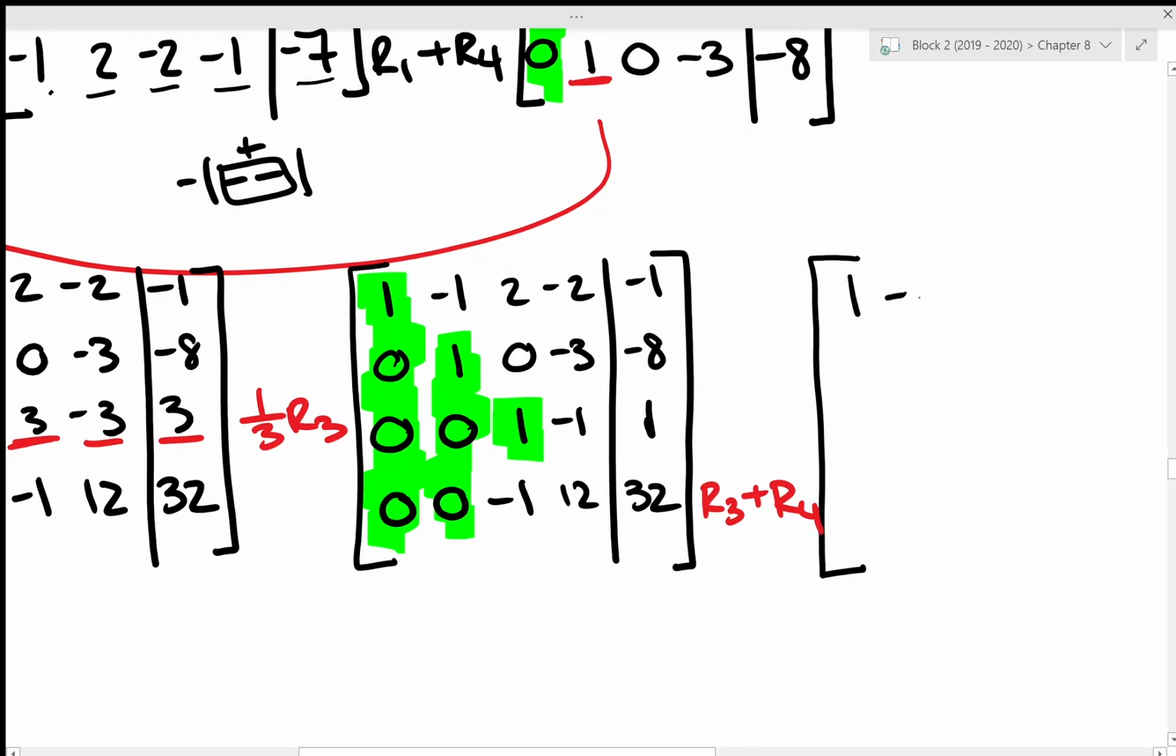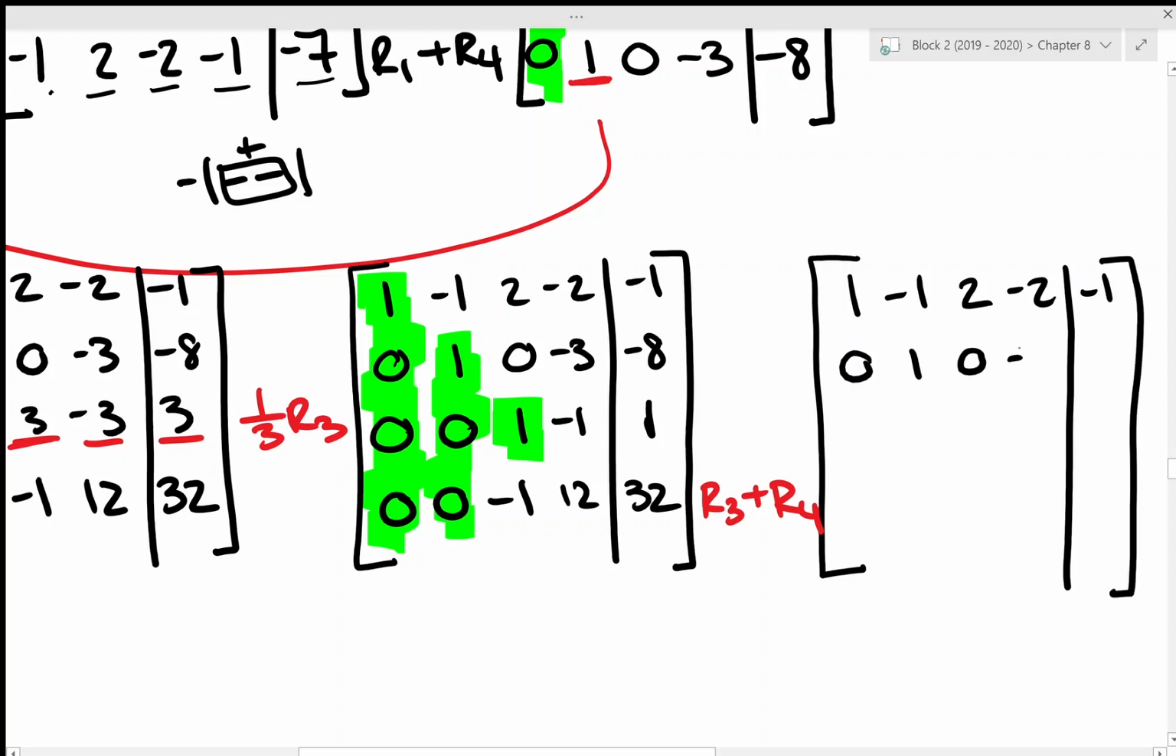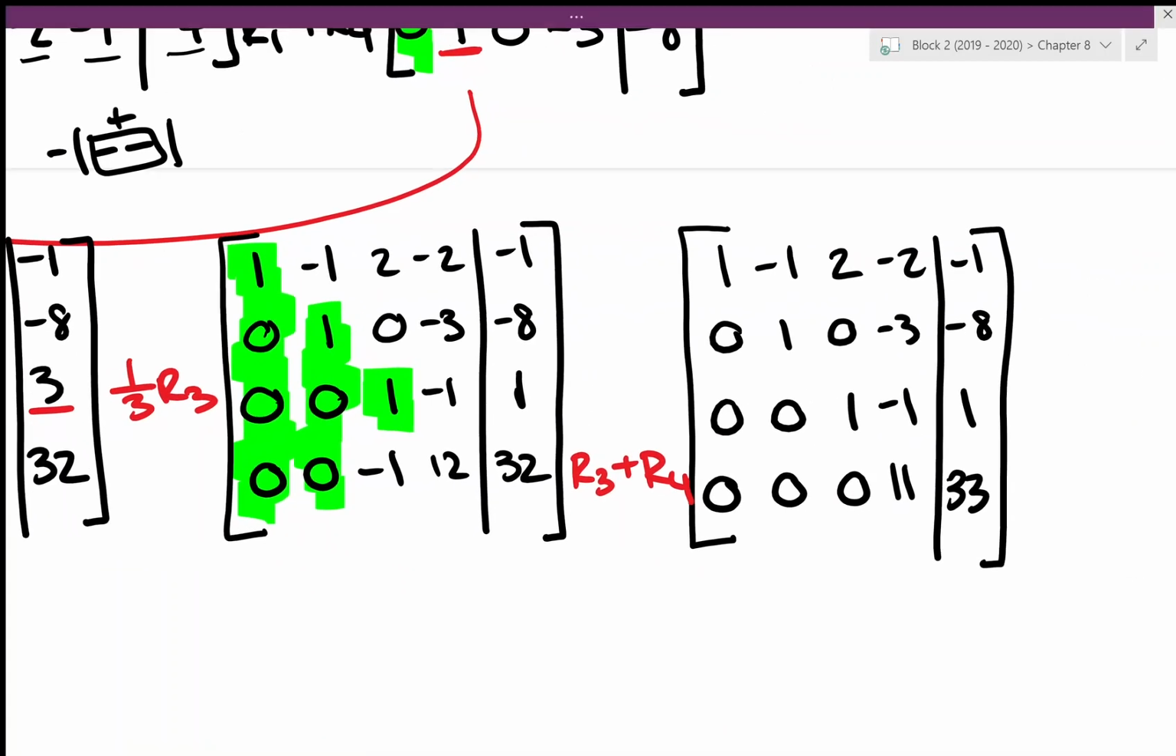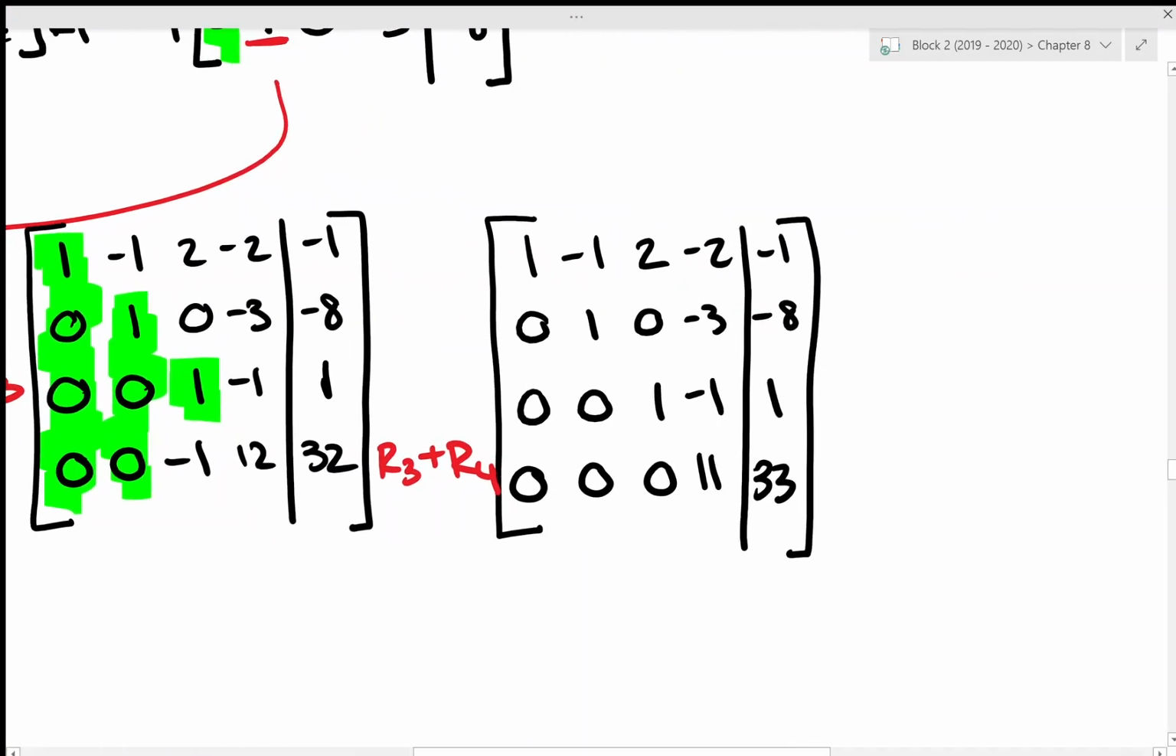I get 1, -1, 2, -2, line, -1. 0, 1, 0, -3, -8. 0, 0, 1, -1, 1. And now 0 plus 0 is 0. Again, 0. 1 plus -1 is 0. -1 plus 12 is 11. And 1 plus 32 is 33. Okay, almost there. We have everything we want almost, but we got to change this 11.